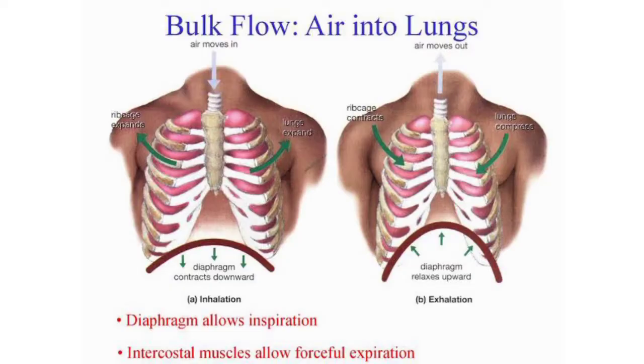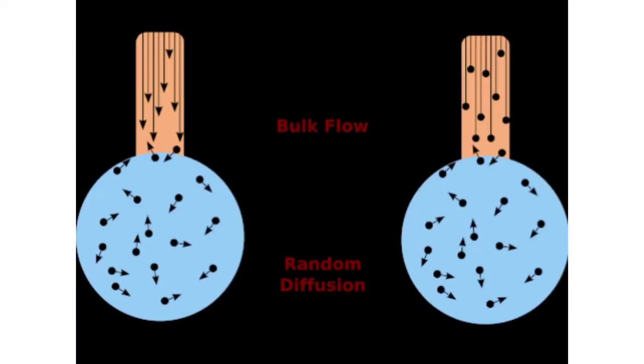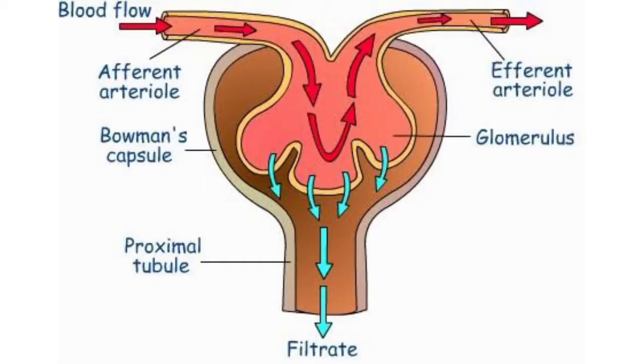Bulk flow. This takes place in lung alveoli. Usually we know that diffusion of gases occurs across the lung alveoli. There is also bulk flow of exchange of gases, oxygen and carbon dioxide, across the alveolar membrane. The filtration process is seen in renal glomeruli. We call it ultrafiltration.